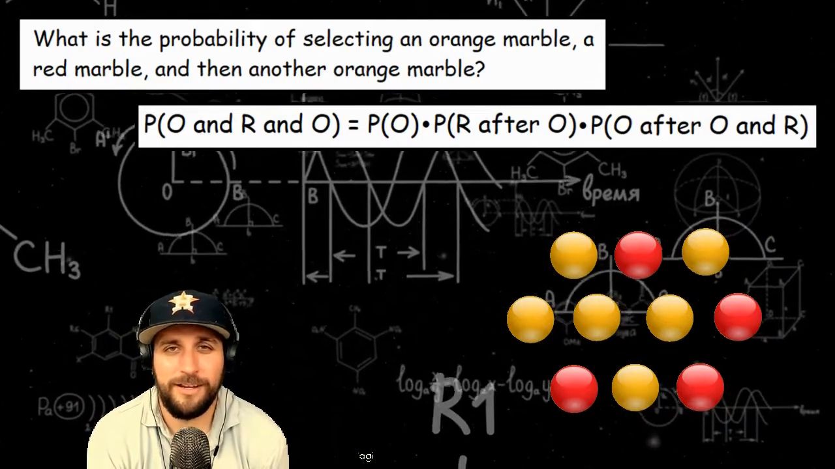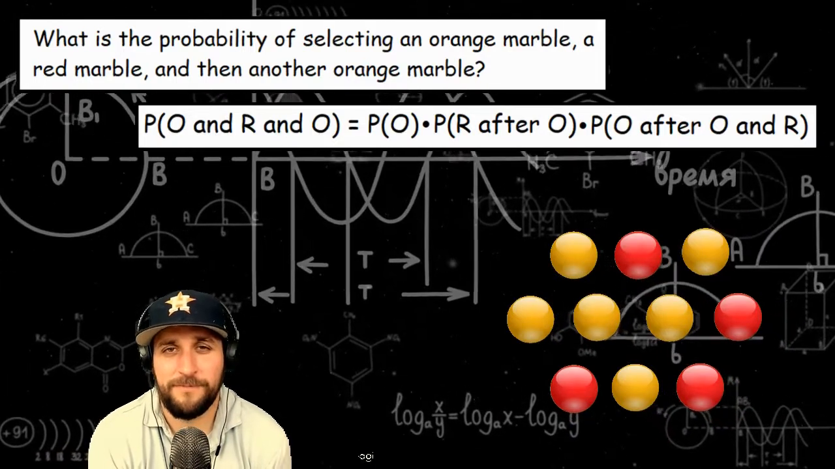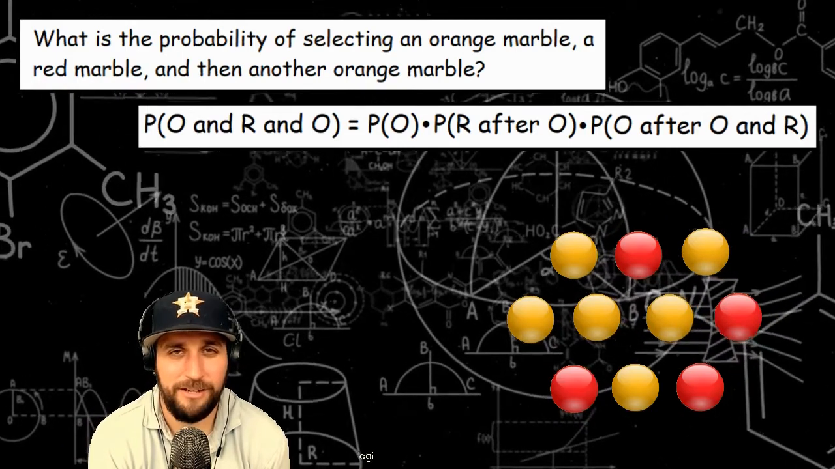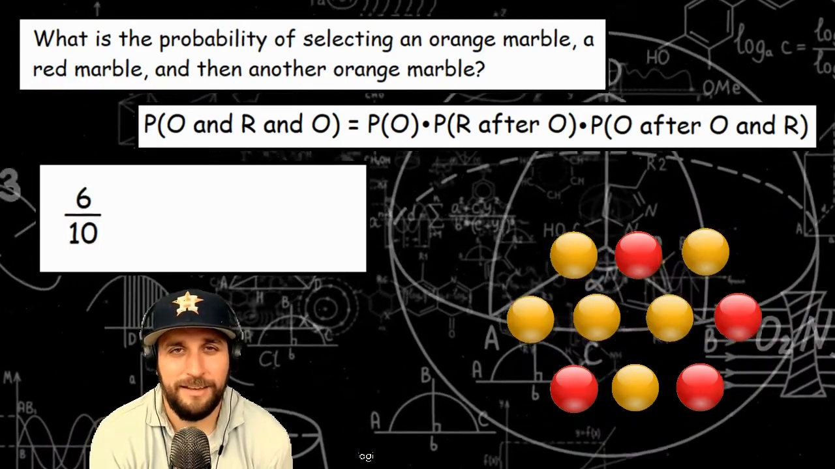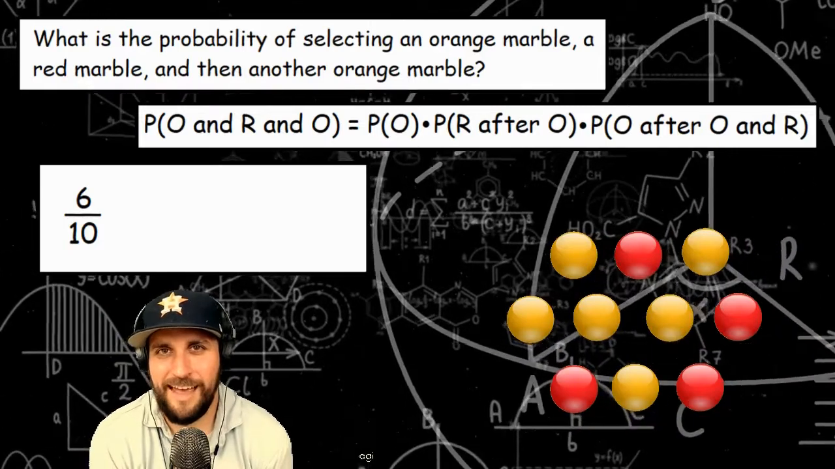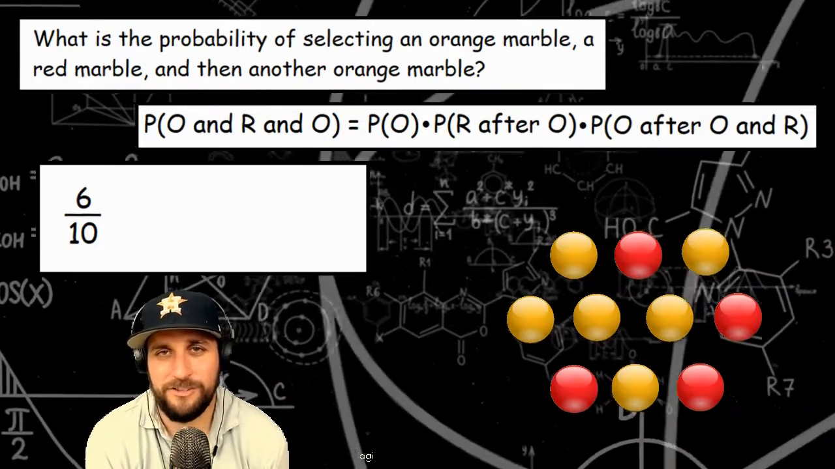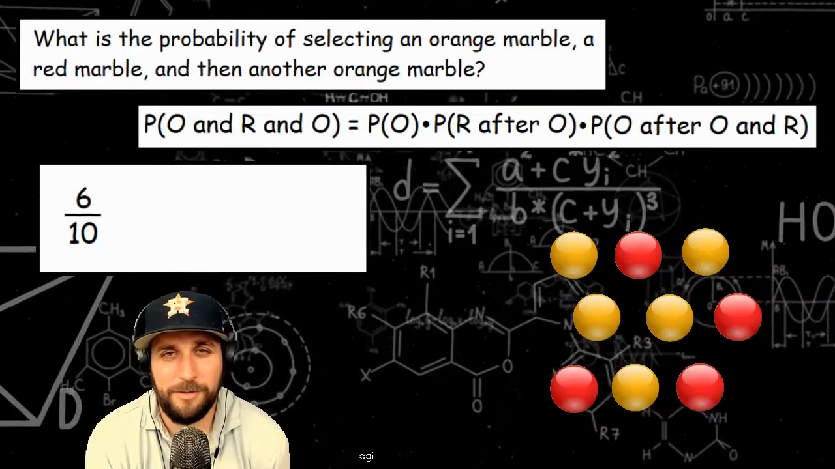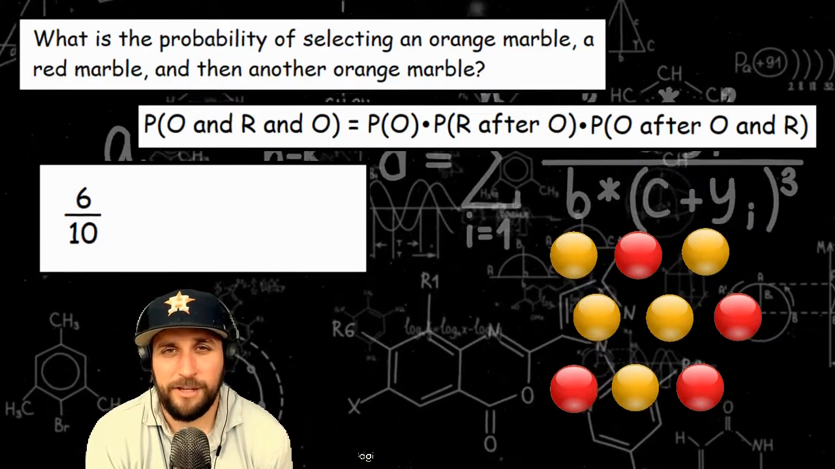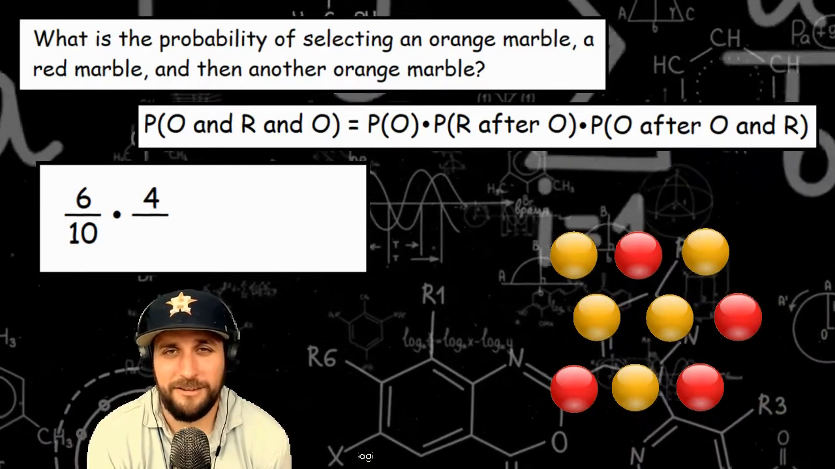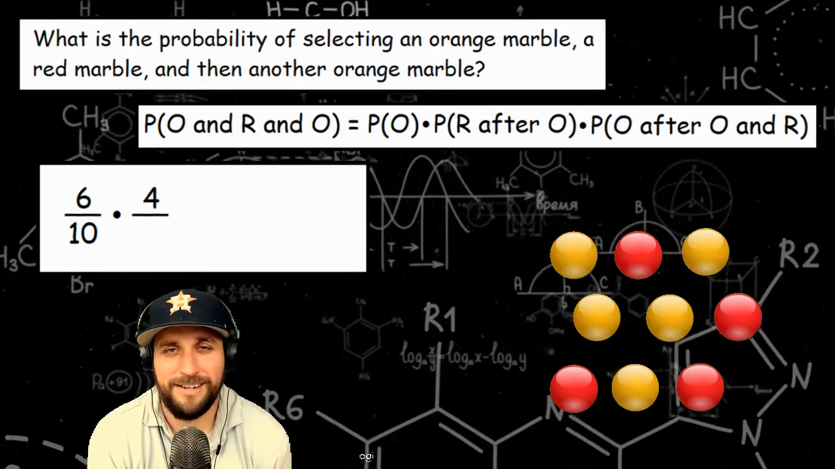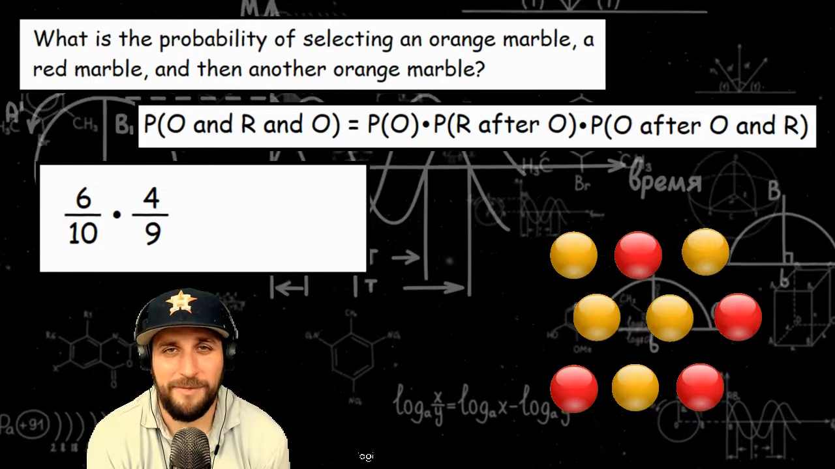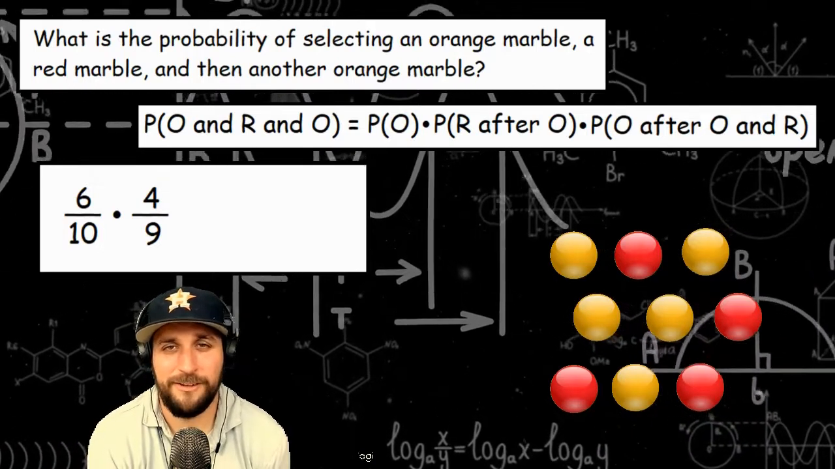So first, probability of getting an orange marble first time around. There's 6 orange marbles in the bag and 10 marbles total in the bag. So the probability of orange is 6 over 10. Now I want to find the probability of red after orange happened. So we'll assume I did my first one perfectly fine and drew out an orange marble. Now we want to find the probability of red. Probability of red, 4 is on top because there's still 4 red marbles in the bag. But my denominator is 9 now because I drew an orange, took it out, and it's not in the bag anymore. So there's only 9 marbles left.